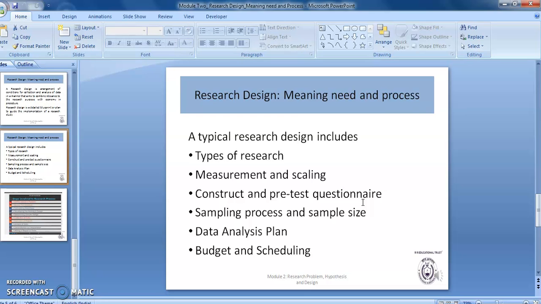Next comes the construct and pre-test questionnaire. Whenever you design a construct, for example, job satisfaction is a construct. Now I am asking everybody, are you all satisfied with what you are doing at your workplace? Now, it depends on who the questionnaire is given to; your honesty will vary.